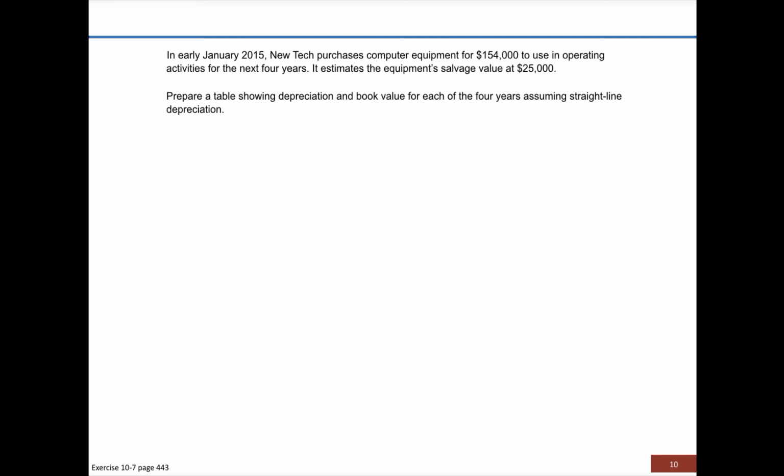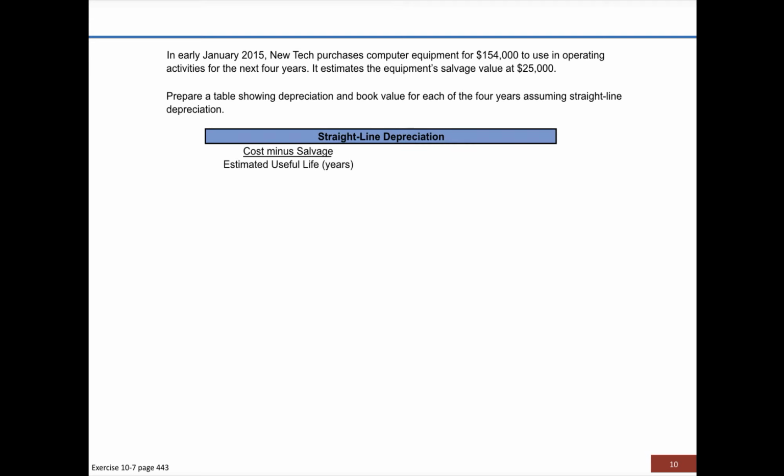Early January 2015, Newtek purchases computer equipment for $154,000. Plans on using it for 4 years. Oh, that's one we just did. Sorry.